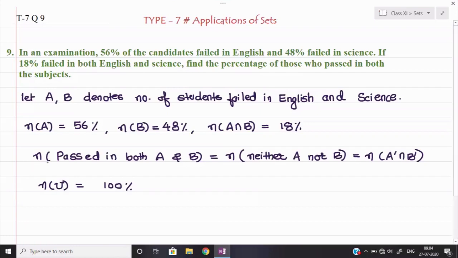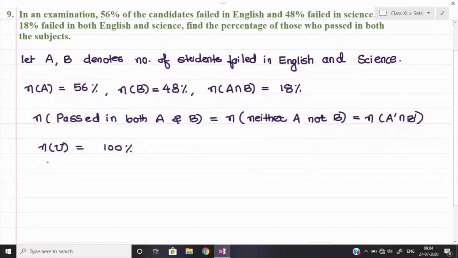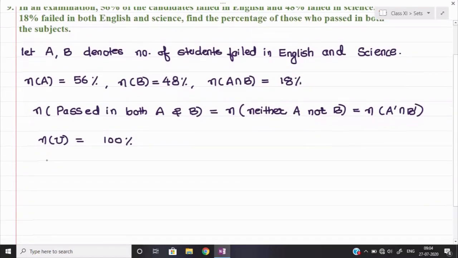First of all, in this question we will make one value ready, that is n of A union B. Why? I will tell you a little later. So first we shall find out n of A union B. A union B means I am finding those persons who have failed in any one of the subjects, or they have failed in both, but they have failed compulsorily at least in one subject. So n of A union B is equal to n of A plus n of B minus n of A intersection B.